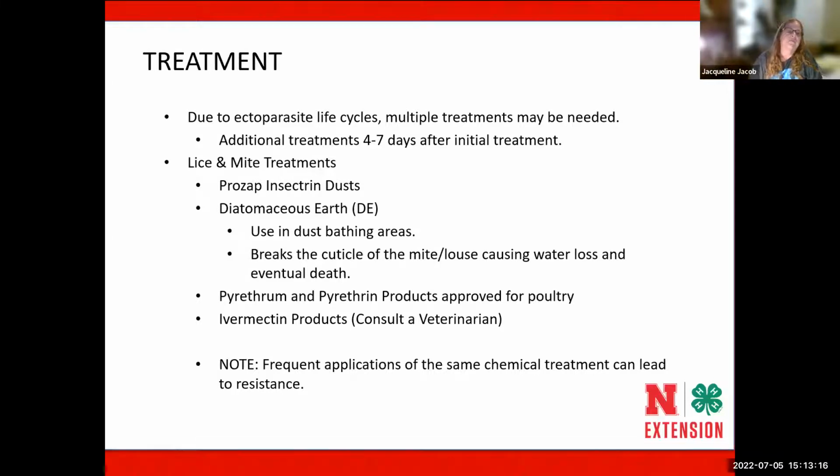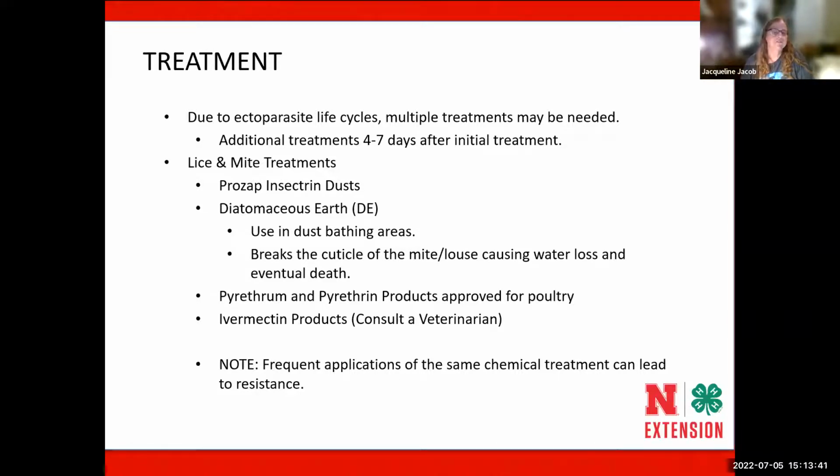So the lice and mite treatments that he recommends is Prozac insecticide dusts. I've seen some of those, but I believe that is a Sevin dust, and Sevin dust is no longer approved for poultry. I'm pretty sure that's what that is. So that's probably no longer available for poultry.